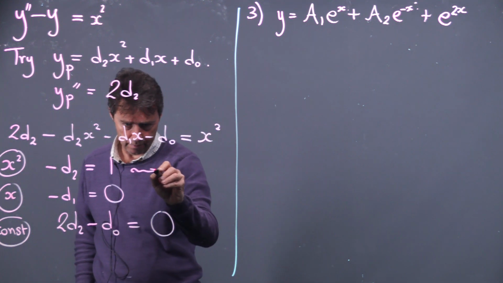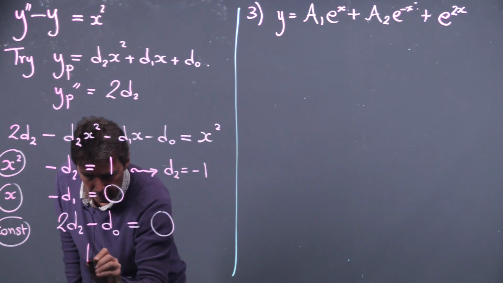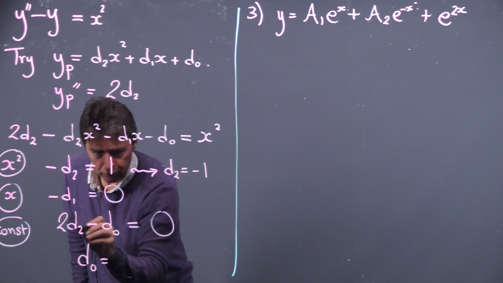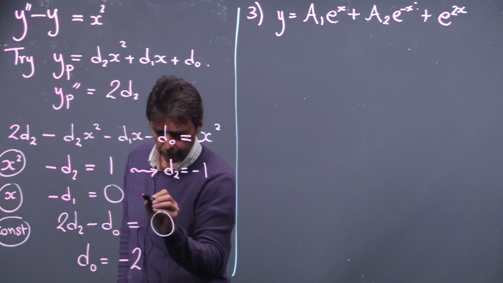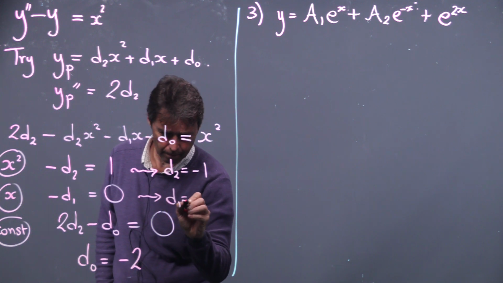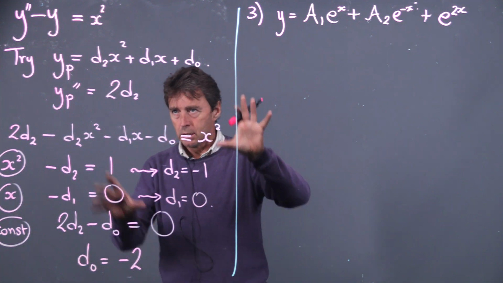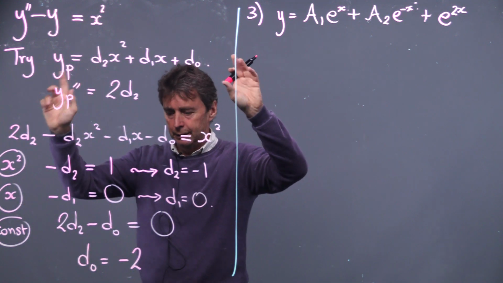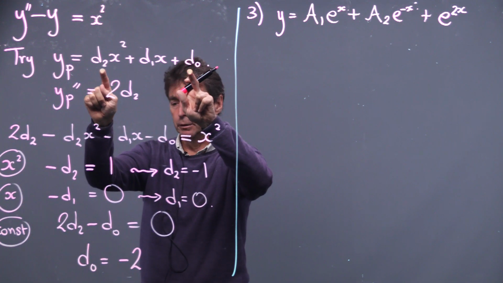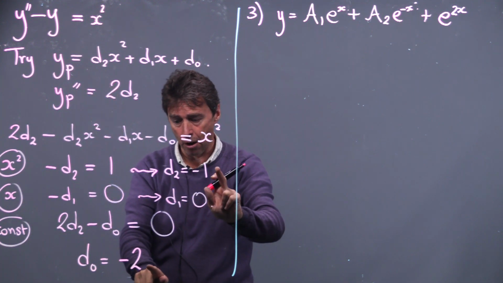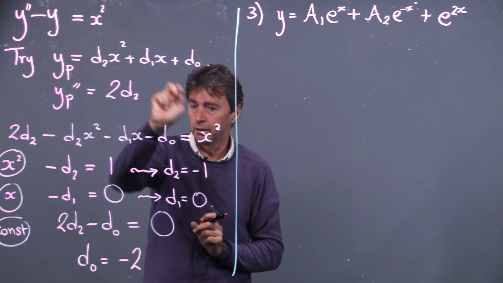So I find that d2 is minus 1. This one tells me that d0 is twice d2, so it's minus 2. And this one just tells me that d1 is 0. Okay, so let's have a quick look. So we posed this thing. It turns out that to make sure it works, we need both the d0 and the d2. And those are the specific numbers that we need. It turned out that we didn't need the d1.